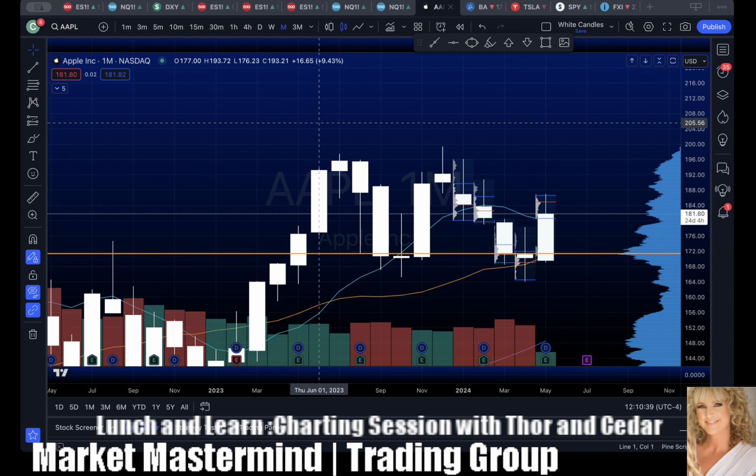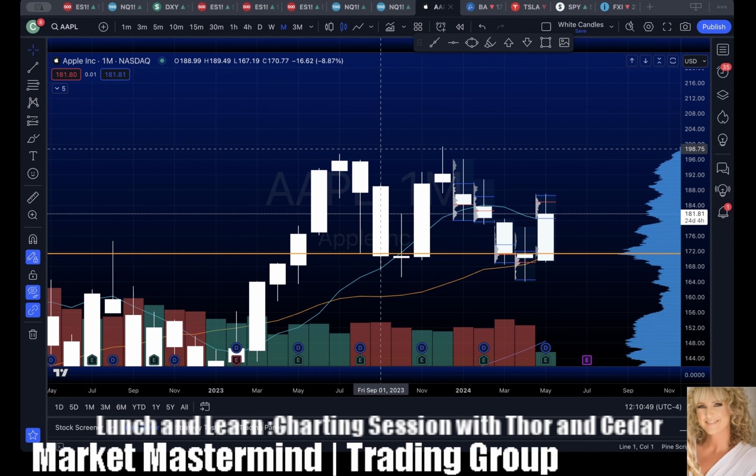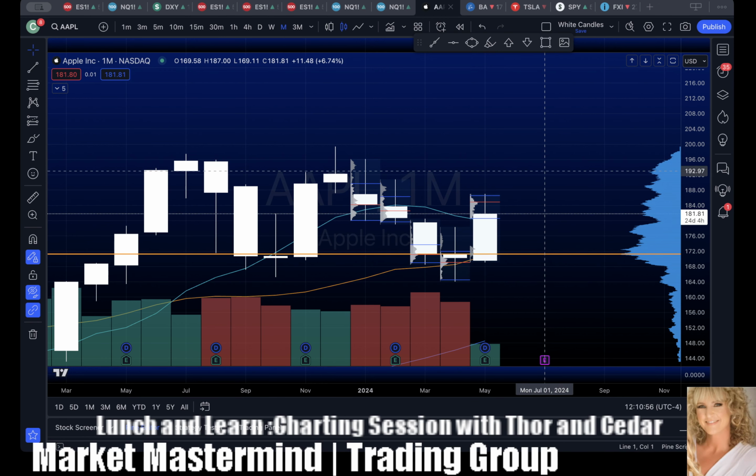VRVP, visible range volume profile. I use the PVP, which is periodic volume profile, for the monthly and the higher. So the PVP is on monthly on this one, and that is showing the profile for these individual candles. They're more helpful for me on the daily and the weekly, but that gives you an idea.